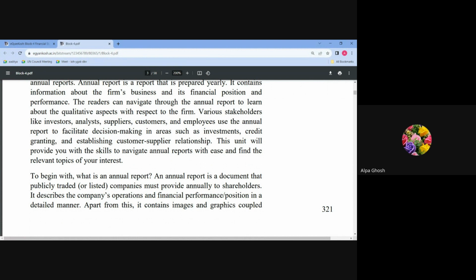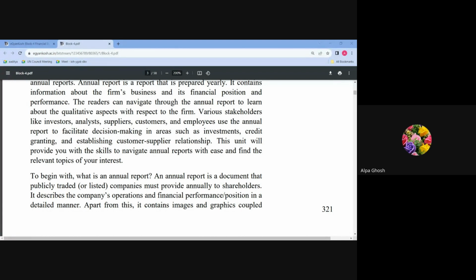So the first important thing is that the annual report is a document that publicly traded or listed companies must have. Now, when we say that the annual report is a document which public companies must have, the first thing I want to make clear is: what is a public company? A public company is a company which is listed on the stock exchange.